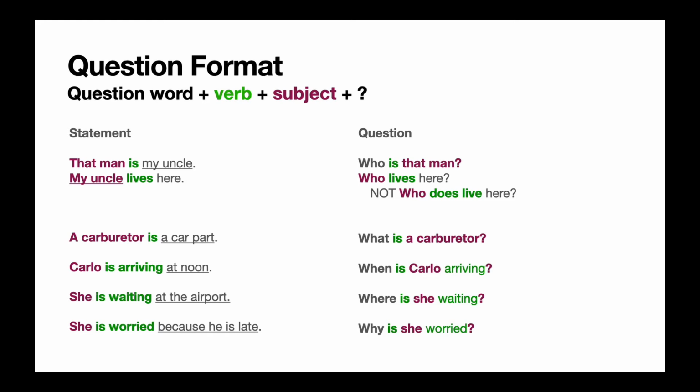Who is a little complicated because sometimes who can be the subject of the question. In the second statement, my uncle lives here, my uncle is the subject of the statement, but also the question that we're trying to answer. So when we make the question, who lives here, we use lives, the verb, and not does, who does live here, because does is no longer needed as a question word. Does would have to go in the beginning of the sentence before the subject, but here, who is the question word and not does. So we just say who lives here. In our other examples, we can see when we would use what, when, where, and why.